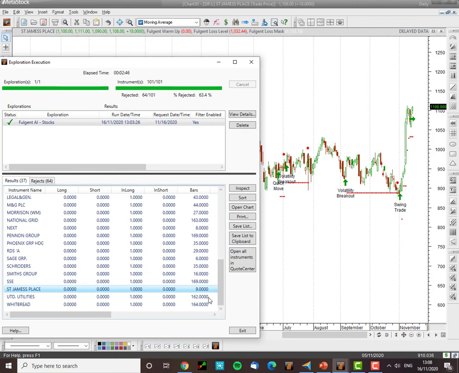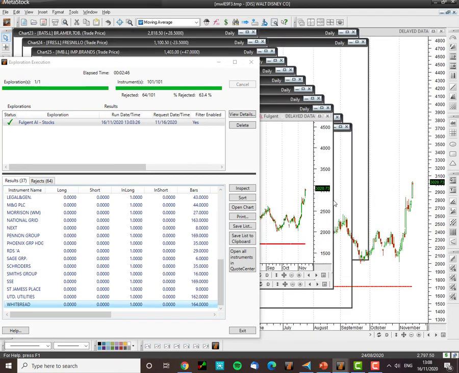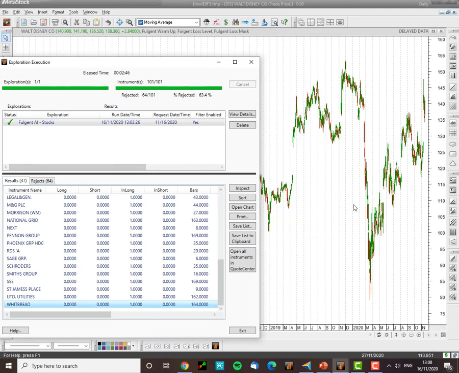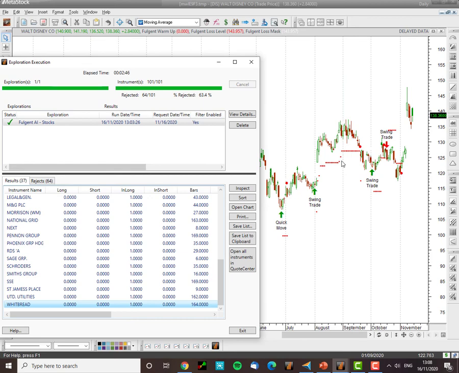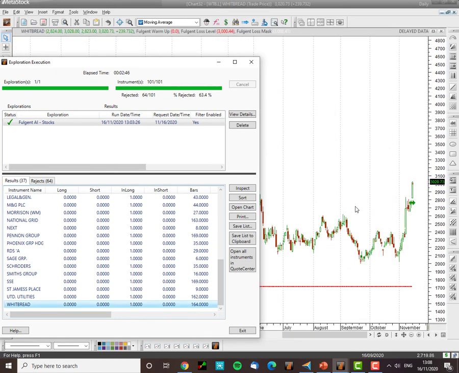Whitbread's 164 days in a long position. Let's just load that one. I've got too many charts open now, so it's starting to slow down. There we go. Fantastic. There was a nice move. Don't know why it's loading Walt Disney now, but Whitbread, see there, go back to it. There we go. Had a nice trade there out of Whitbread.